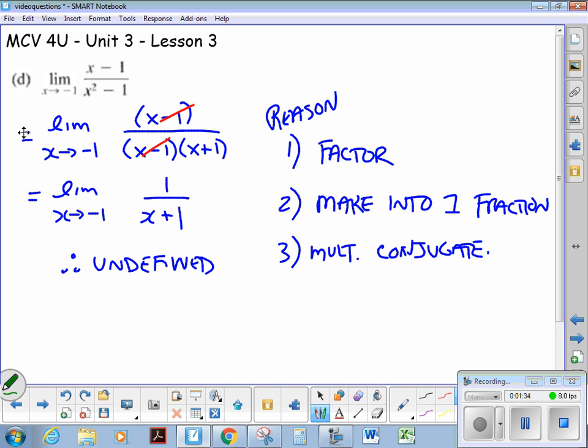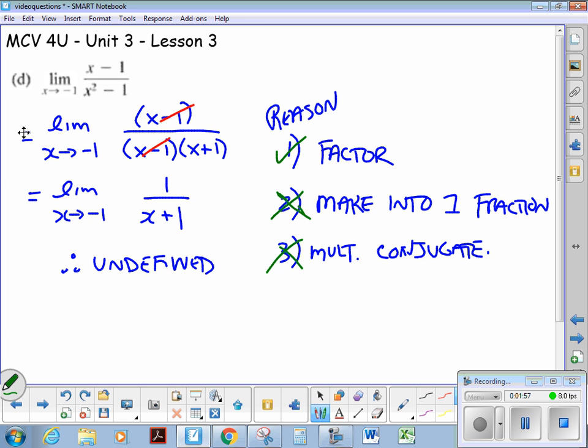So if we do our checklist, we factored. So we've done that, and that didn't help. There were no fractions within the numerator and denominator, so we can't do that. And multiplying by a conjugate is just going to return us to the original question, because we're going to multiply by x minus 1, and that doesn't help at all. Conjugate's more for when we're dealing with square roots. So we've exhausted all our possibilities here.